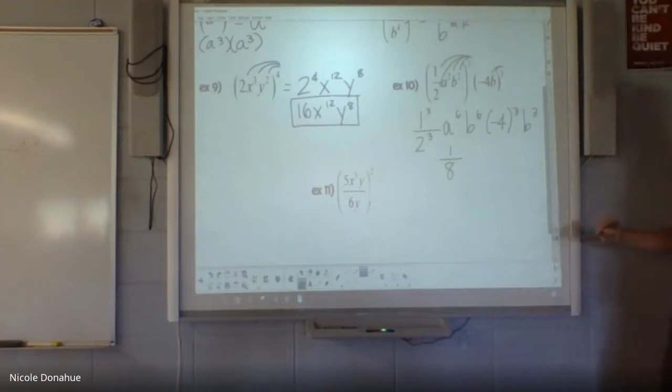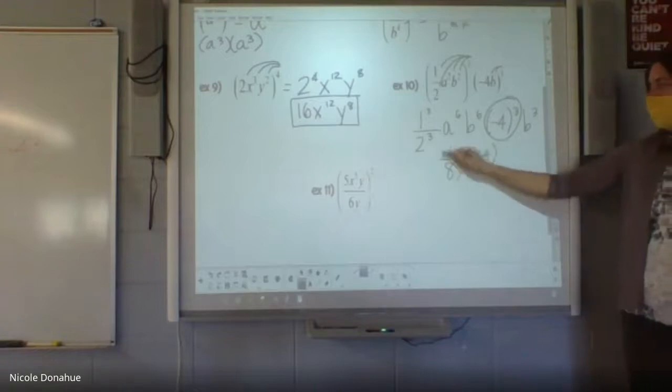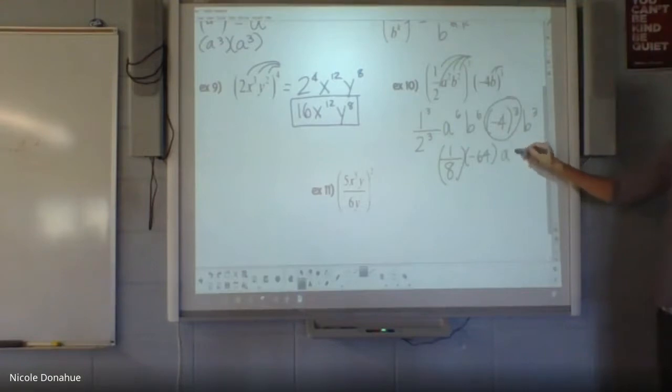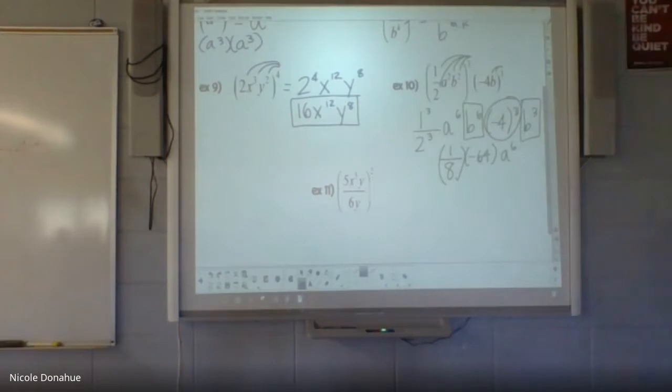How about negative 4 to the 3rd power? We just did that in our warm-up. Negative 64. It's going to get multiplied there. We'll talk about that in a second. A to the 6th doesn't have anything to go with. But then b to the 6th and b to the 3rd, what do we do with the exponents there? Add them. So it's going to be b to the 9th. And the last thing left to do is to get these two together. 1/8 of negative 64.